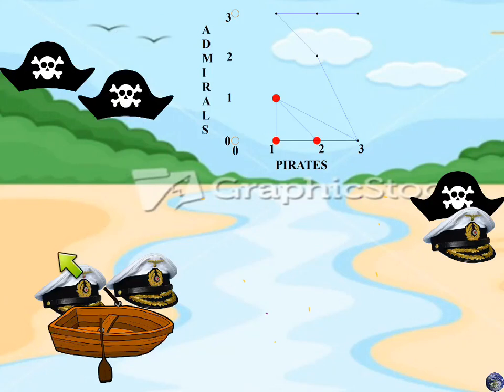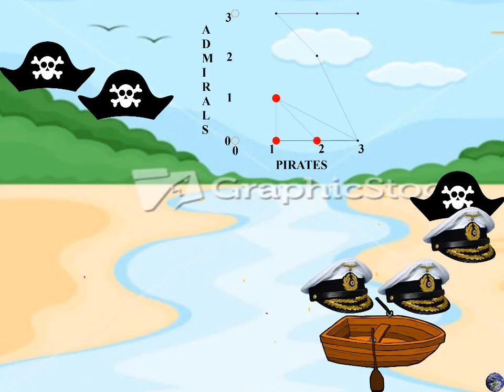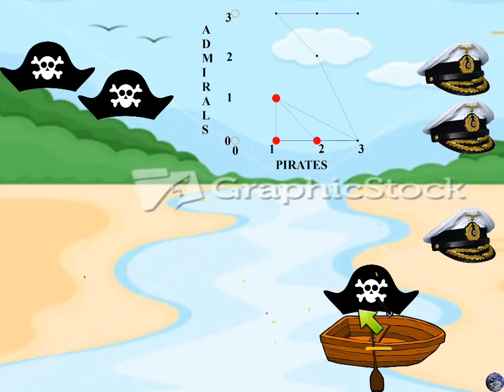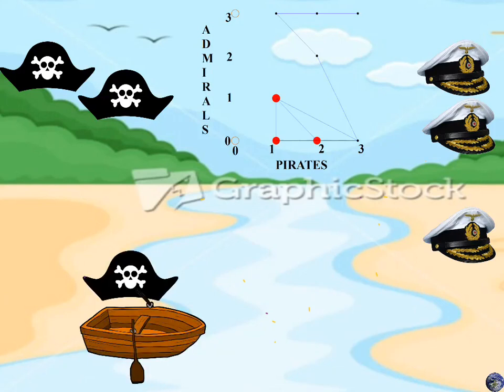So switch the place of the admiral and the pirate. These 2 admirals are now in the boat. Everything's still fine. They're going to sail over. So everything's cool over here. We got 3 admirals and 1 pirate, so nothing bad's going to happen. And now the pirate is just going to sail back. So these 2 admirals are going to stay, and the pirate's going to get in the boat. He's going to sail back over to the other side, the original bank.